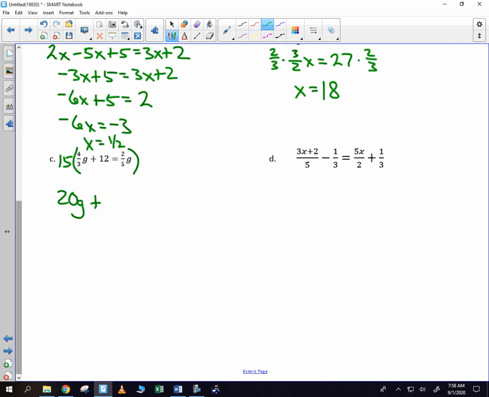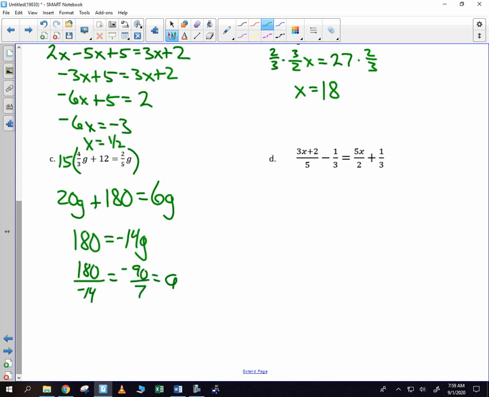15 times 12, let's see, 10 times 15 is 150, and so we get 180 out of that. 15 divided by 5 is 3, times 2 is 6. So by multiplying through by 15, that's the new equation that we get. I now have 180 is equal to negative 14g. I divide by negative 14, 180 over negative 14, or negative 90 over 7 is equal to g.